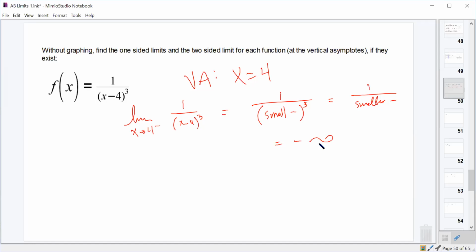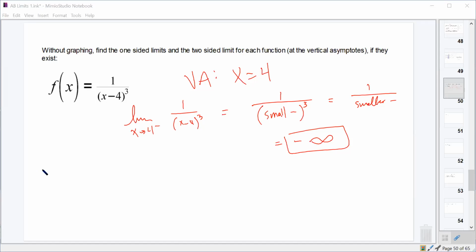So we will say that this is negative infinity, which tells us that as we approach 4 from the left-hand side, this function is dropping down as it hits that vertical asymptote. It's going towards negative infinity. Everybody good with that? Yeah. All right.